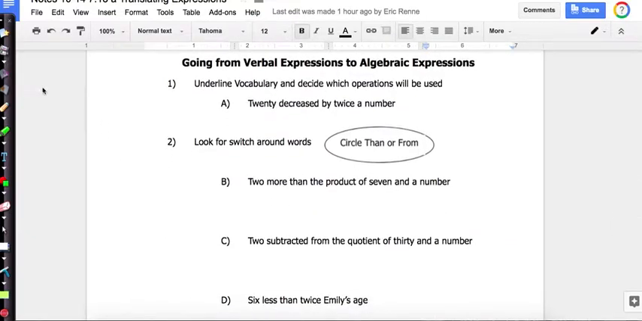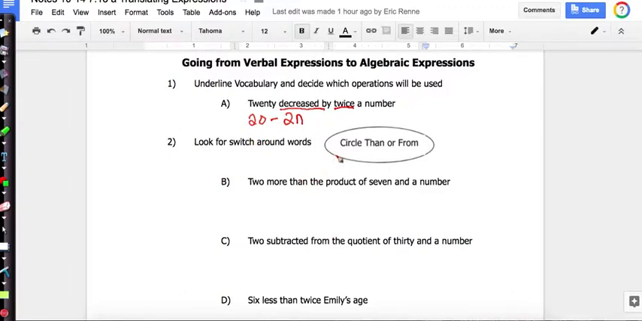So it says, going from verbal expressions to algebraic expressions. The first example here is underline key vocabulary and decide which operations will be used. So we're going to underline the key word from our chart. So 20 decreased by twice a number. I actually see 2 from our chart. Decreased by, and I also see twice a number. So we know decreased by means subtraction. So 20 minus, it says twice a number. So twice means you're multiplying by what number? 2. And we know when we write multiplication, we always put the number in front of the letter. So we are going to write 2n. N is going to represent the number that I don't know.